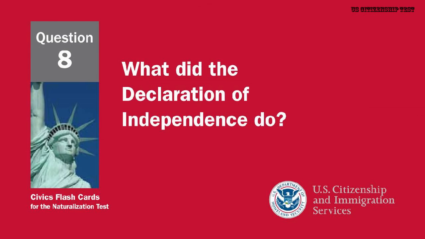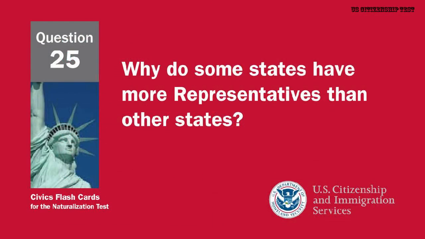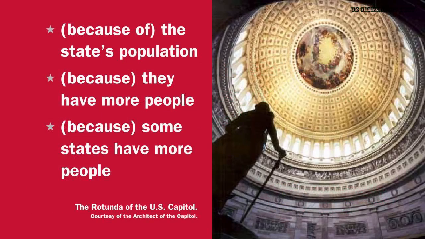What did the Declaration of Independence do? Announced our independence from Great Britain. Declared our independence from Great Britain. Said that the United States is free from Great Britain. Why do some states have more representatives than other states? Because of the state's population. Because they have more people. Because some states have more people.